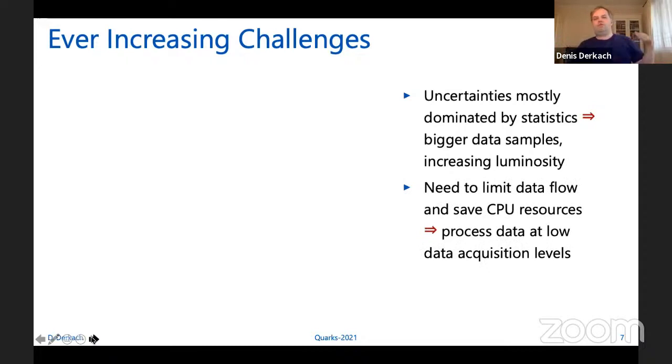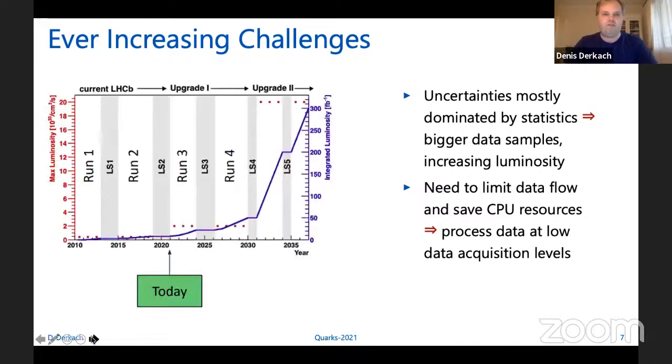But this actually creates a constant problem for the data flow. So we need to process data at low data acquisition levels. I remind you that we have several levels, and so we need to go to the first layers, and we need to put as much machine learning as possible there to select the real signal that is taken at the low level. So we need to put the machine learning solutions as close as possible to the data taking part.